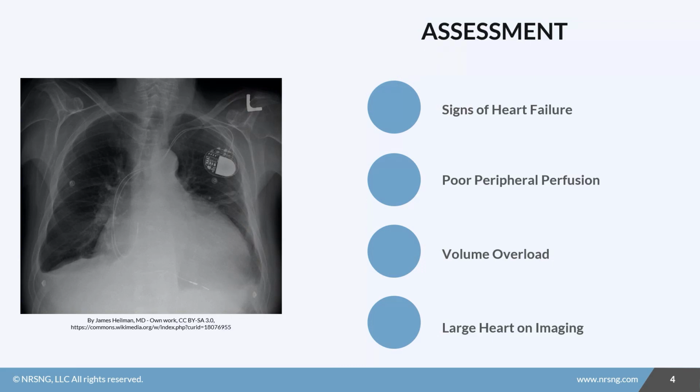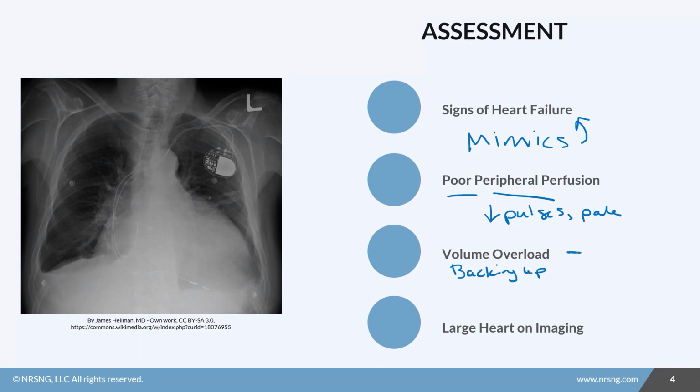So when we assess a patient with cardiomyopathy, we're going to see those signs of heart failure. It almost mimics heart failure. So you'll see poor peripheral perfusion. So you might see decreased pulses. They may be pale. And then it can also lead to that volume overload because of the fluid backing up. And so you'll see things like JVD, where their jugular vein pops out of their neck, or you could see pulmonary edema, where they've got shortness of breath, pink frothy sputum, and they have a cough, they have crackles in their lungs.